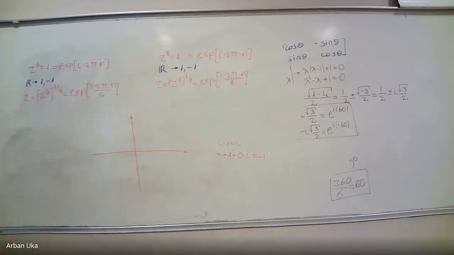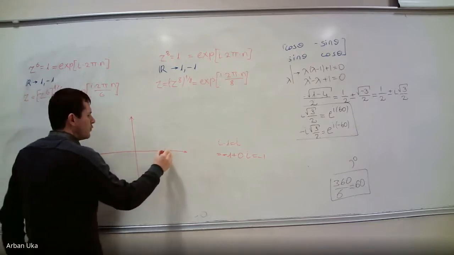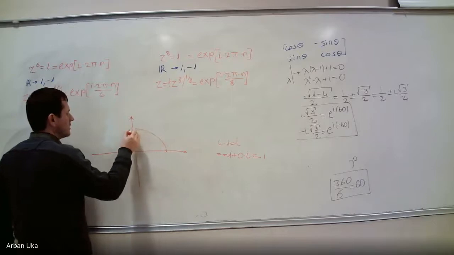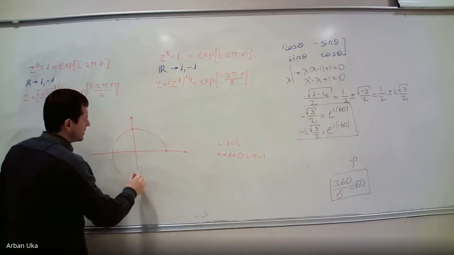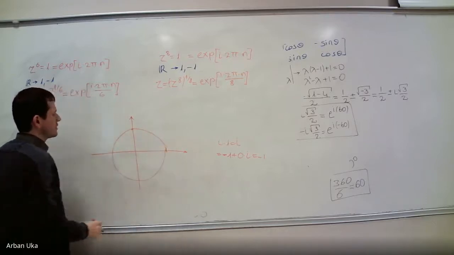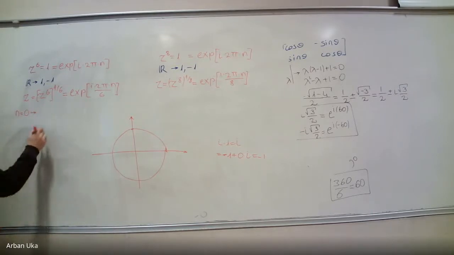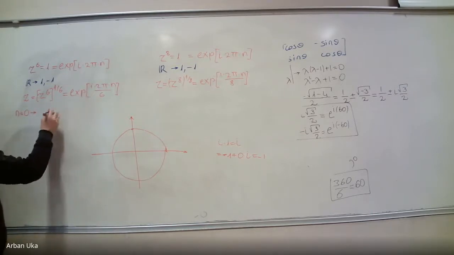So we are looking for roots that have a distance of 1, or modulus 1. Let's call this one modulus 1. And the roots are going to be somewhere around here, somewhere on this circle. But where are they exactly? Let's see what we get when n is equal to 0. When n is equal to 0, what do we obtain here?